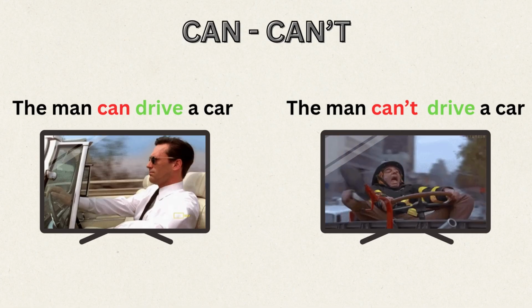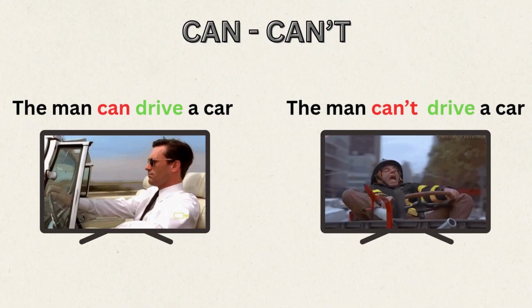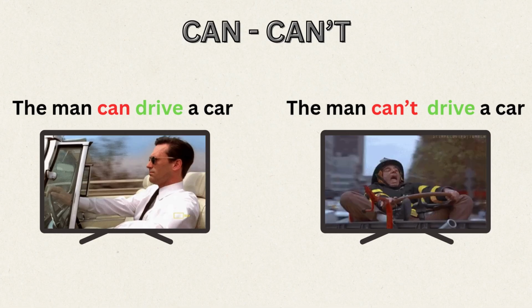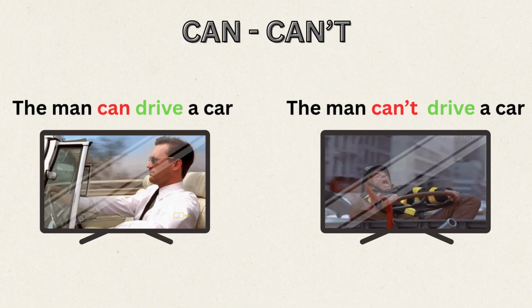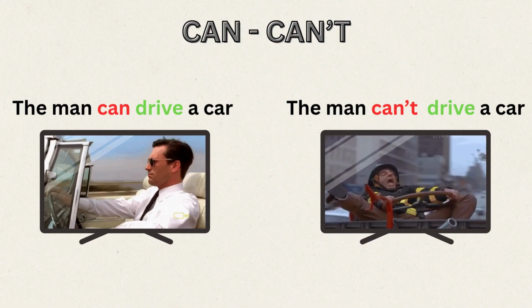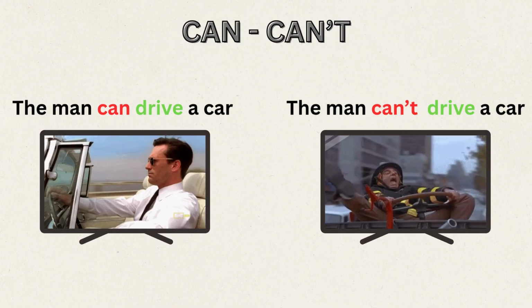The other example here, the man here, he's not driving very well. He has problems controlling the car. So in this situation, we can say that the man can't drive a car, which means that he does not have the ability to drive a car.